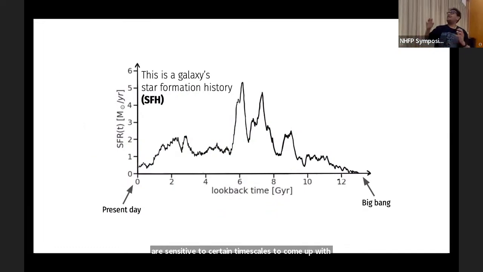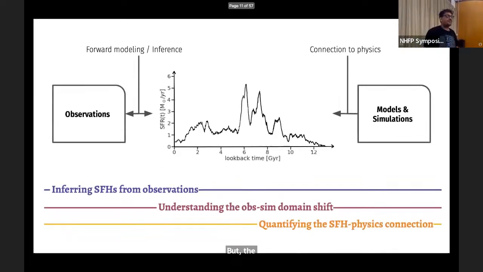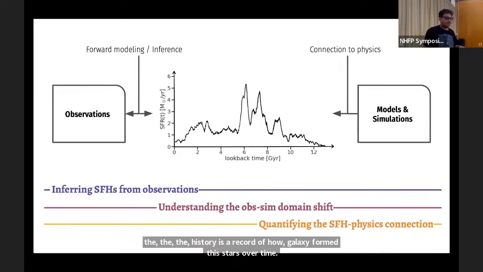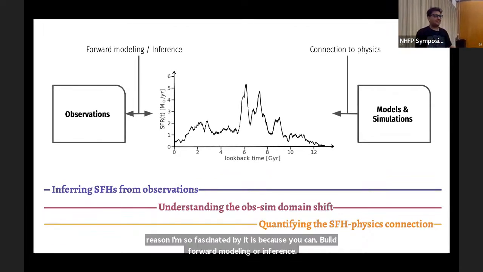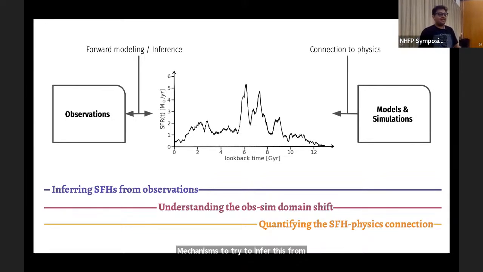So this has been my obsession over the last few years, and I hope I can make it yours too. But star formation history is a record of how a galaxy formed its stars over time. The reason I'm so fascinated by it is because you can build forward modeling or inference mechanisms to try to infer this from observations of all sorts. Ranging from color magnitude diagrams at low redshift to JWST near-term photometry.